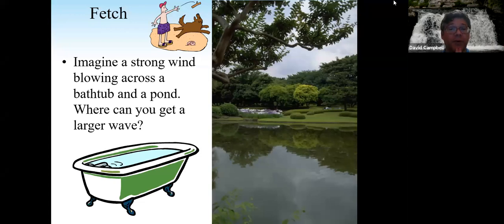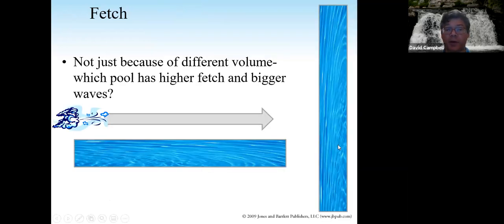A little bit more on fetch, being a less familiar term. If we have a strong wind blowing across something like a bathtub versus a larger pond, well, no surprise, we've got more distance for that wind to blow, and we can build up some bigger waves with the pond. Even if we have the same shape, but in one case the wind is blowing along the length, one case the wind is blowing across the narrow direction, the wind's blowing a longer distance, can make bigger waves in this one with the longer fetch.